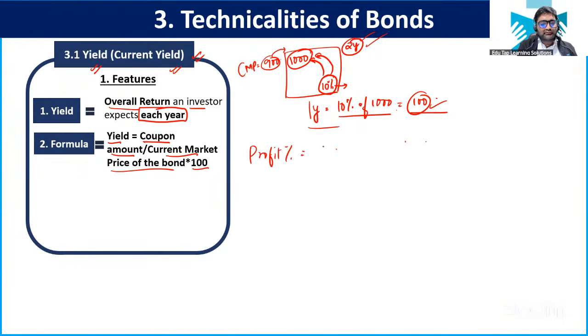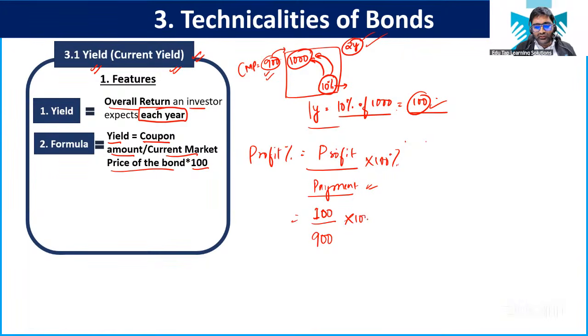Profit percentage is nothing but profit, I hope you know the formula, divided by what? The payment that you have done, into 100%, isn't it? खर्चा जो हमने किया, that will come at the bottom. Whatever payment you have done will come in the denominator, and in the numerator you have the profit. So here current yield is something wherein only the coupon payment is considered. Divided by the payment that you have done, the current market price 900, into 100%. Do you understand?